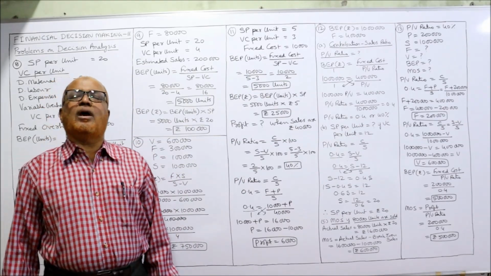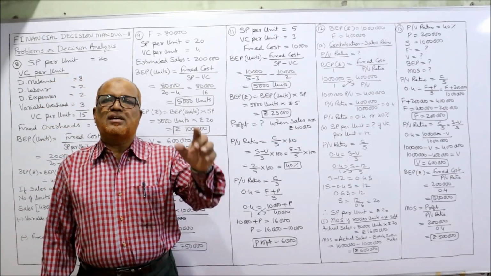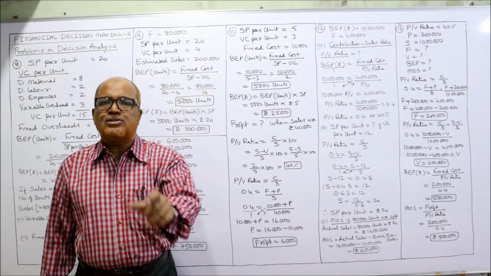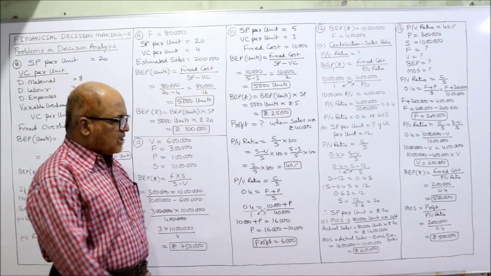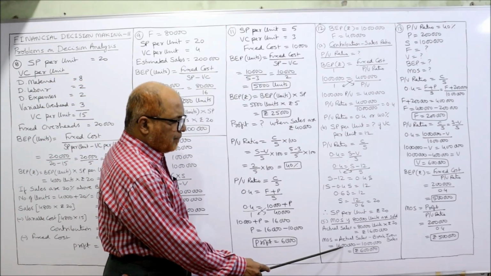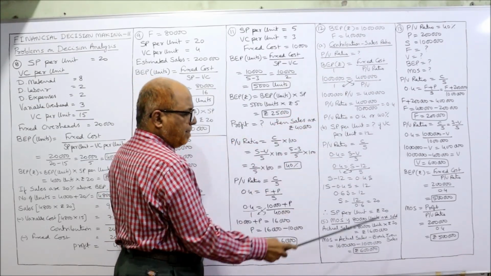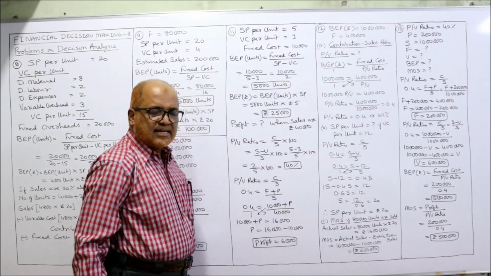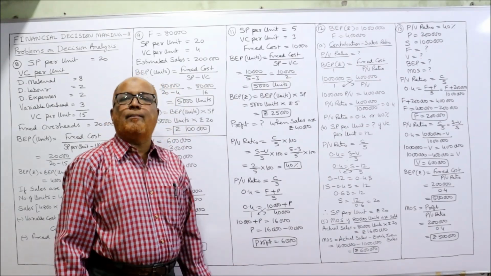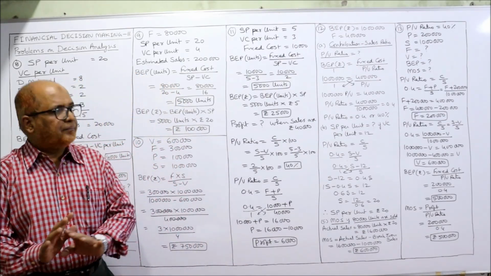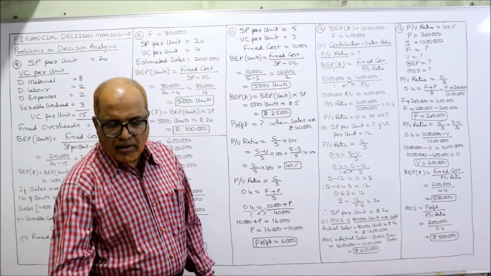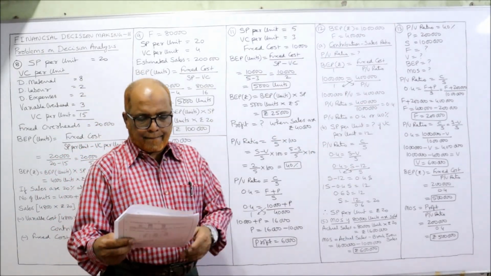And the MOS formula: margin of safety is equal to actual sales minus break-even sales. The actual sales are 16 lakh and break-even sales are 10 lakh. BE sales are given here. So 16 lakh minus 10 lakh, 6 lakh rupees is the margin of safety. That's all. Now 13th problem.